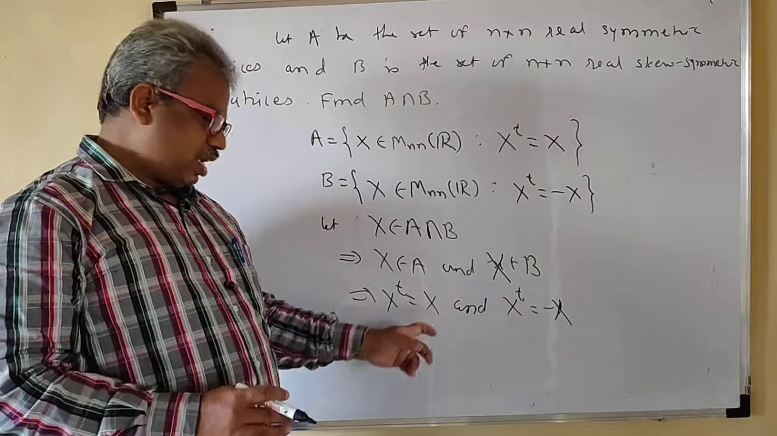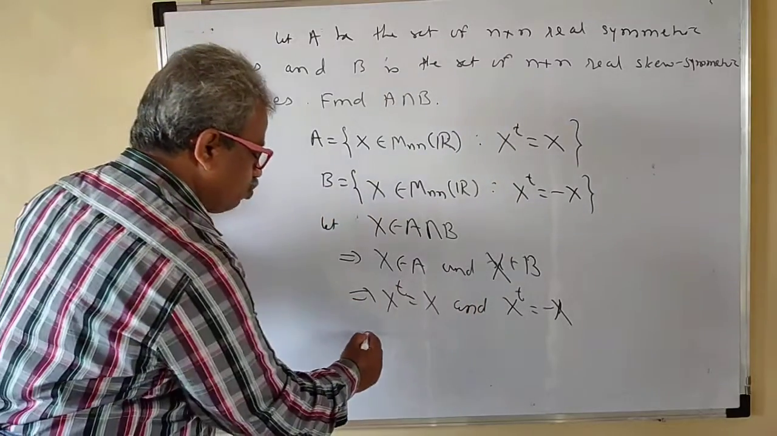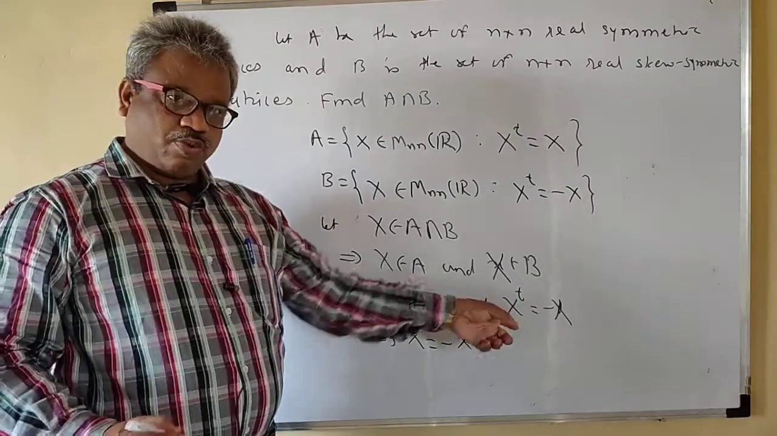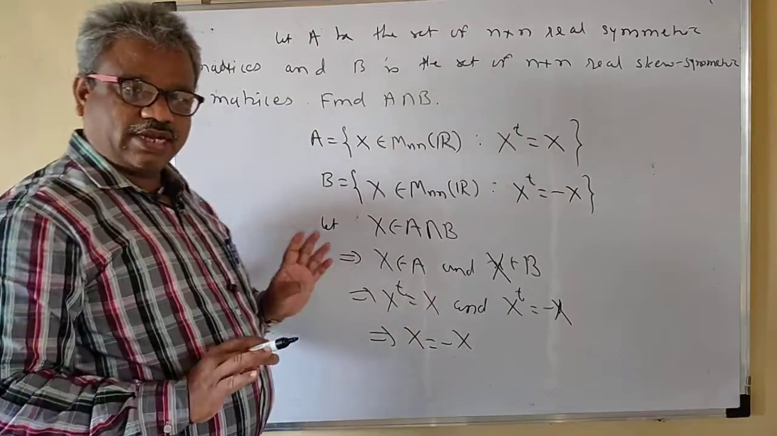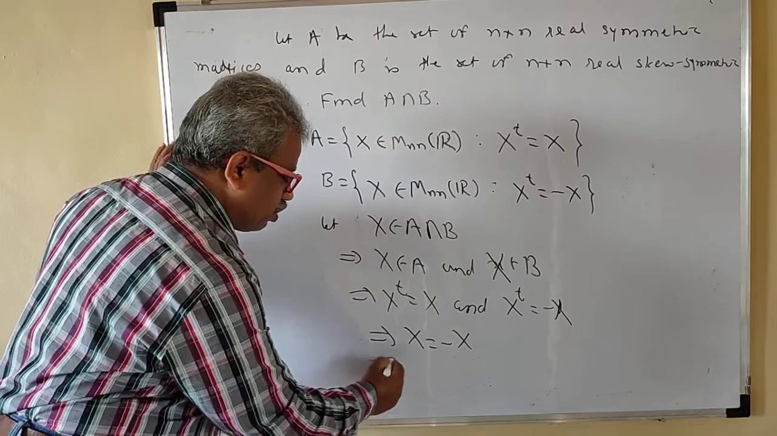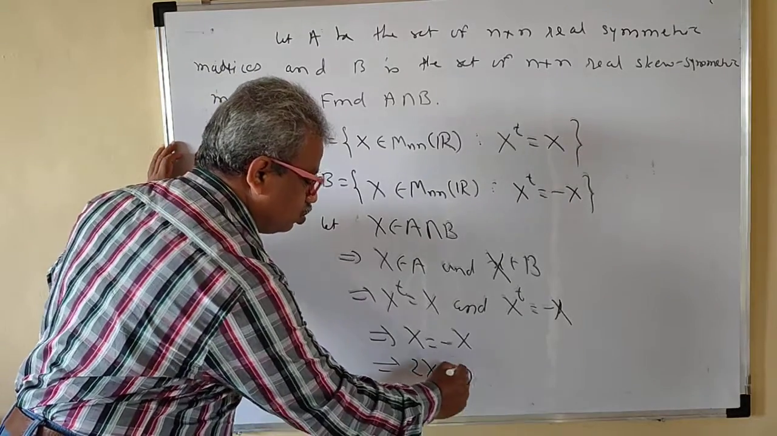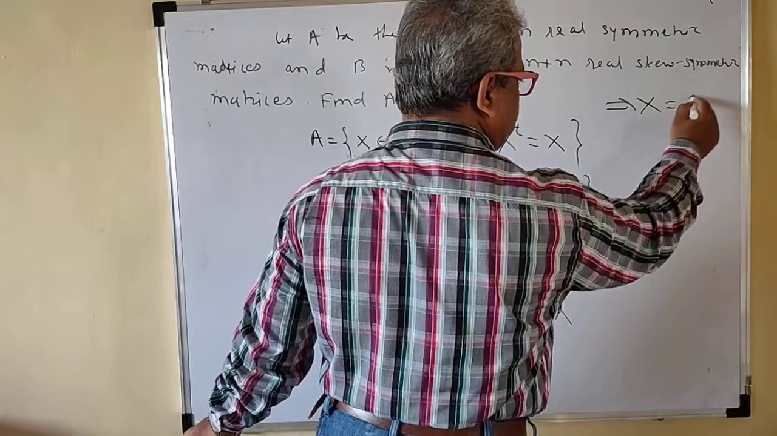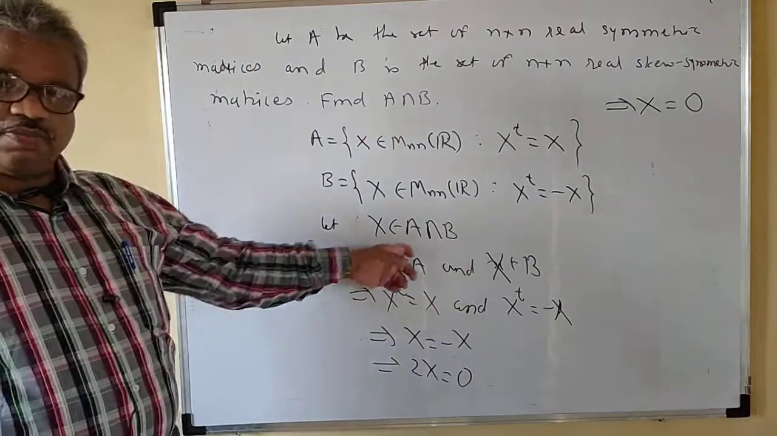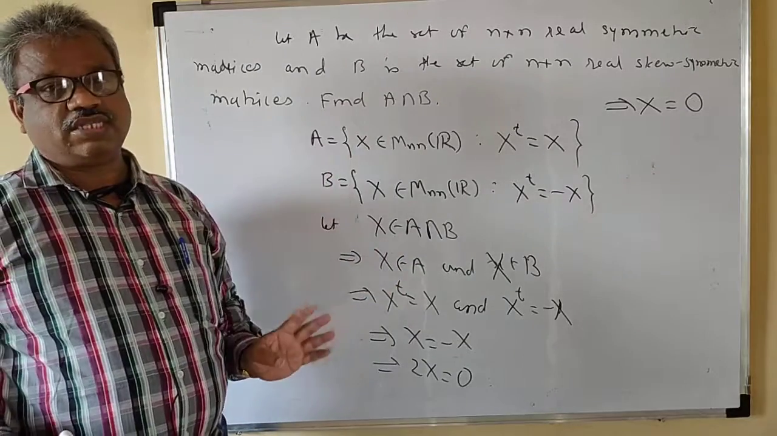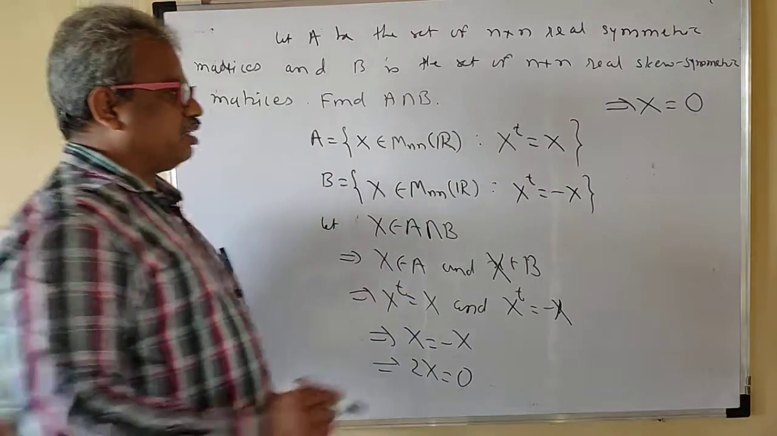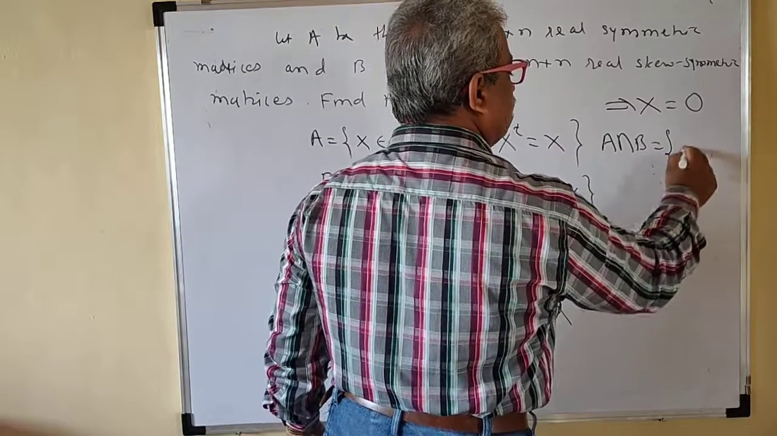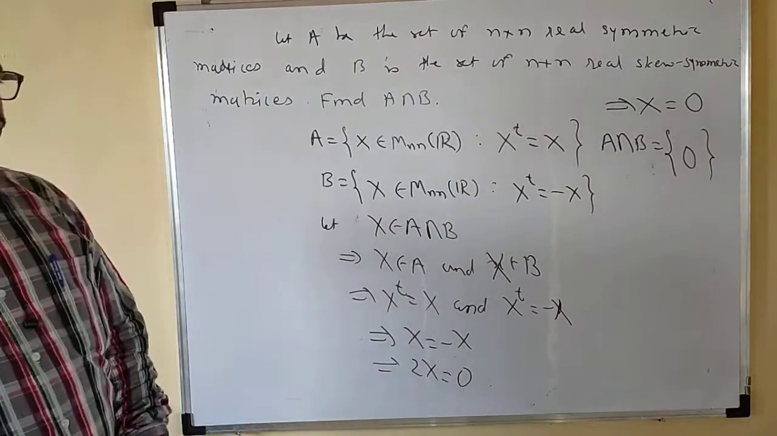That means X transpose is both X and minus X. What does this imply? X is equal to minus X, right? Because the left hand sides are the same, the right hand sides should be the same. So X equal to minus X means twice X is equal to the zero matrix. This implies that X is 0. So whatever X may be, X is always 0. That means A intersection B is the singleton zero matrix.